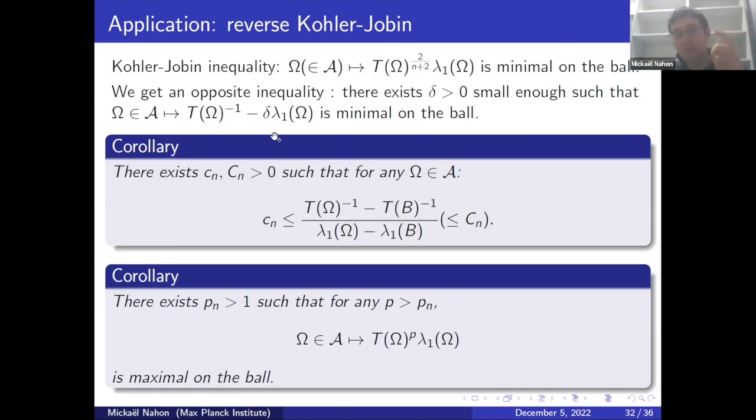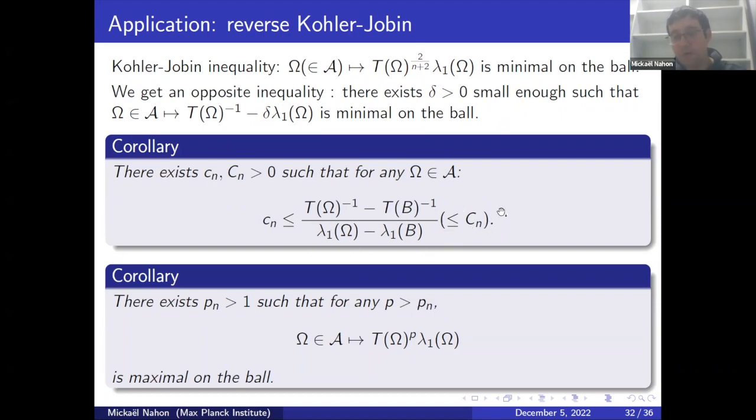So we can state it in two different ways that I put here. The first one is we can say that there are two universal constants, Cn, such that for any set A that has the same measure as the ball, the deviation of the torsion and the deviation of lambda 1 are equivalent.